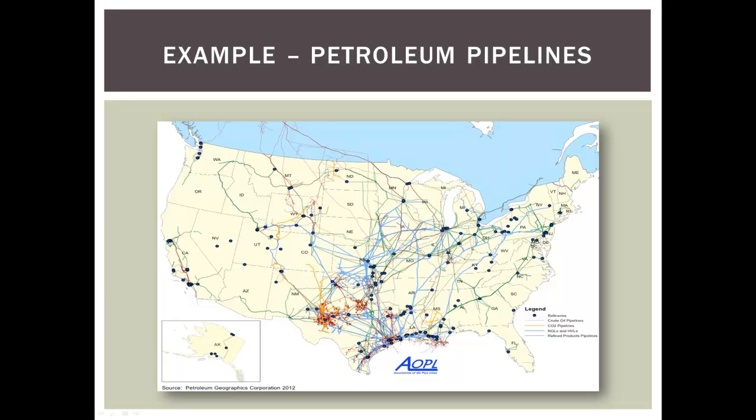And of course, this has been an issue in the news lately about whether or not we should add a pipeline down the middle of the United States, and what are the benefits and costs of that. But petroleum pipelines are definitely a distribution network in terms of flow capacity.